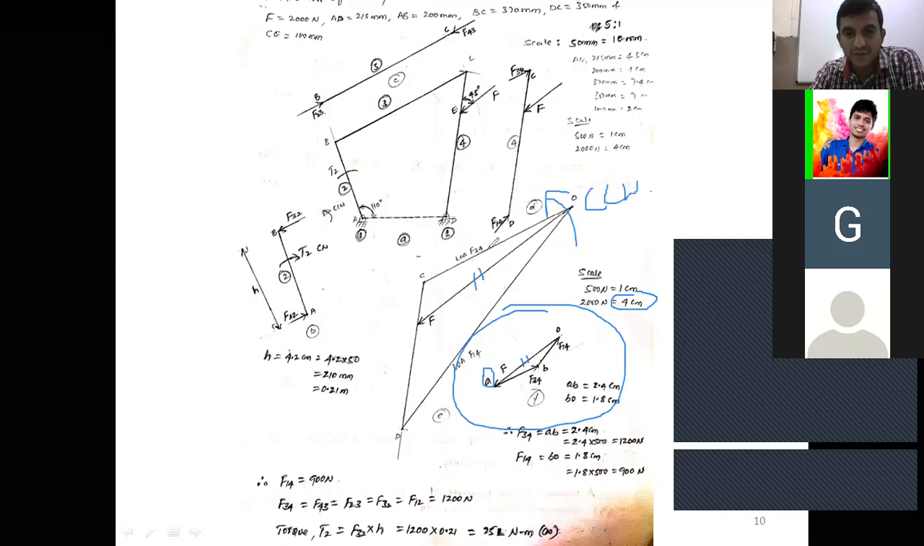What is the next force here? F34. From point A, draw a line parallel to F34. On both sides you can draw from point A, parallel to the line of action of F34, no problem. But we don't know the magnitude and direction, so leave it as it is. Next, what is the force after F34? The next force is F14. It should be a closed polygon, right? That's why we draw from point O a line parallel to the line of action of F14. The line of action of F14 and the line of action of F34 meet at a point, which you call B.